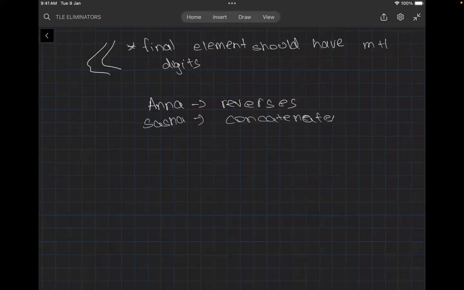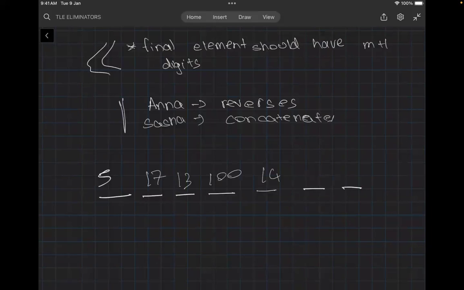Now, guys, let's observe. We know the array and we know the number of digits in each element. Let's say we have 5, 17, 13, 100, 14, 15, 16. So if Sasha were to only do the operations, and Anna does not exist, what will she do? She will just concatenate this. And does order matter here?